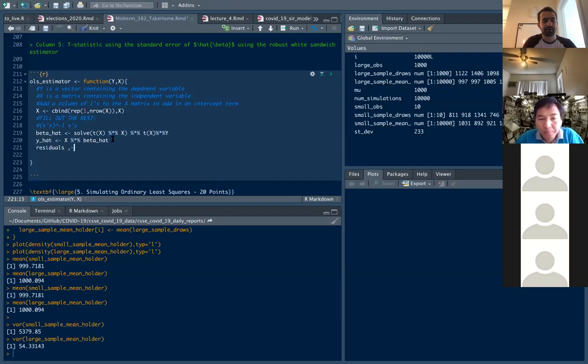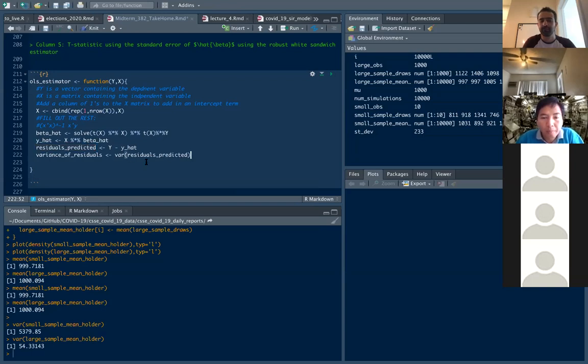Our residuals are therefore going to be our true observations y minus our y hat, our predicted values. From there, we can get our estimated variance. The variance of our residuals is going to be the variance of the residuals, or you can actually write it out as the sum of squares divided by the length of the residuals minus 1.